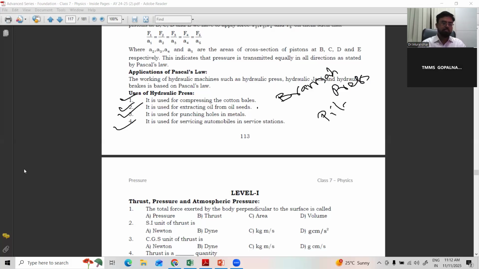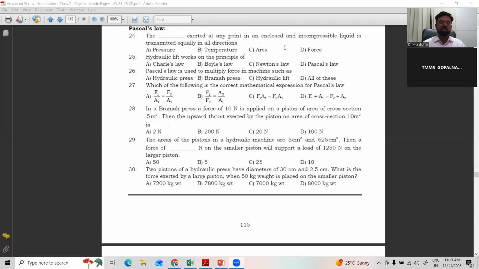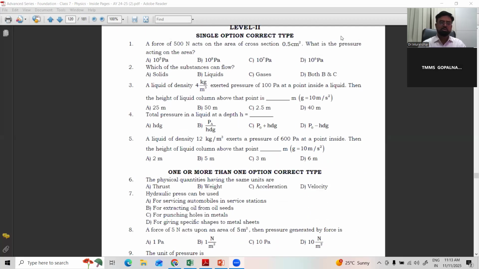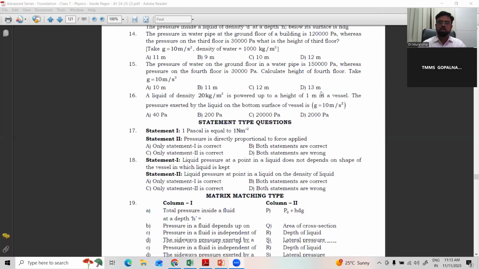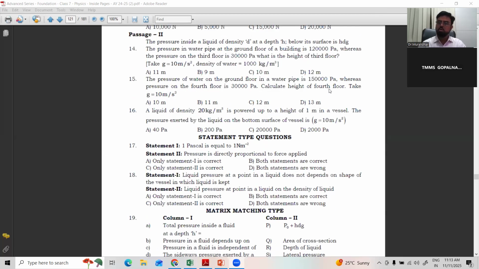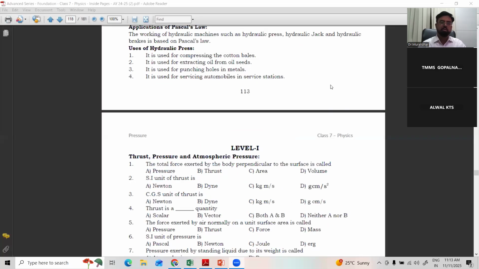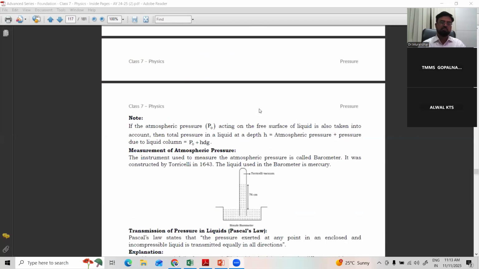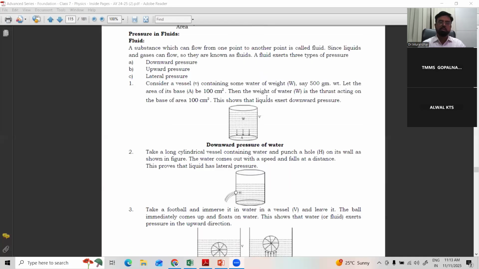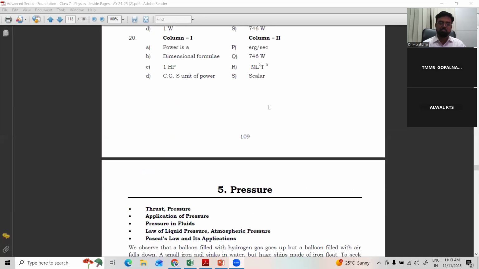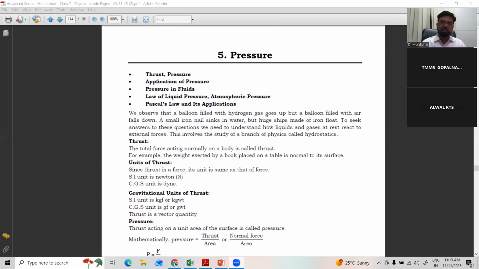Clear? Very, very important one. Then later we'll come across, of course, other important laws in the pressure chapter. There are so many questions you can see here related to the entire chapter, where we started with what is pressure. Right, we started with what is pressure. From the beginning, if you recall, this is the complete pressure chapter, so these are the topics we covered.